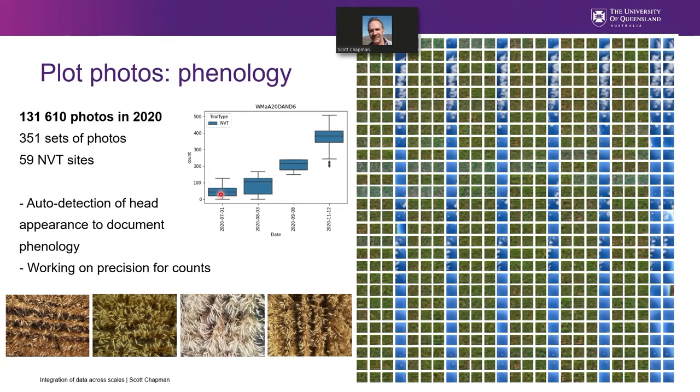We've run the auto detection of head appearance as well. And you can see here are some box plots of these. Now, we have a lot of work to do to see how robust this is, because these are box plots for a trial for a head count taken just after heading and just before maturity. But we don't know how accurate these are at the moment. And this is just simply testing whether the algorithms were doing anything and whether they were returning lots of zeros or not. But we're working on that, obviously.